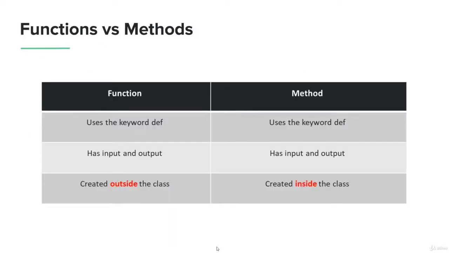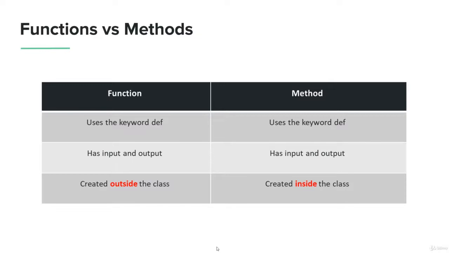Finally, let's understand the difference between functions and methods. The function and the method both use the keyword def in order to be defined. The function has inputs and outputs, and the method has inputs and outputs. But the function is created outside the class, and the method is created inside the class. So this is just naming, right? We name any function that is created outside the class a function, and any function that is created inside the class we just call a method. So you can use functions and methods interchangeably for now, it's fine.